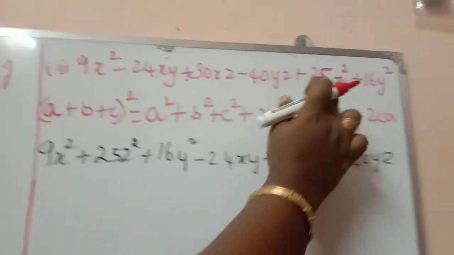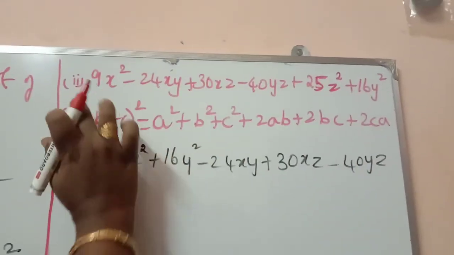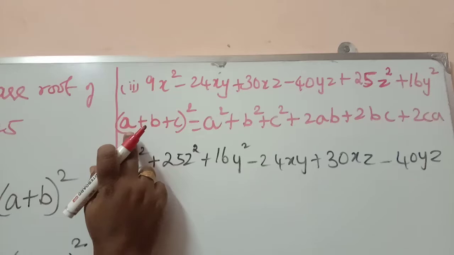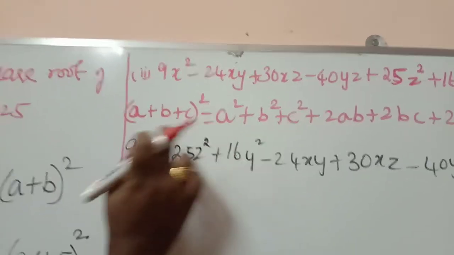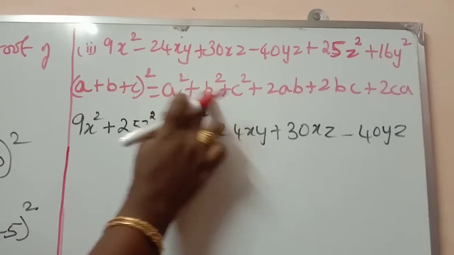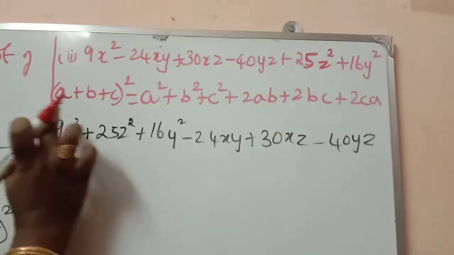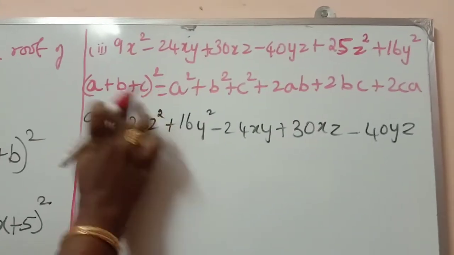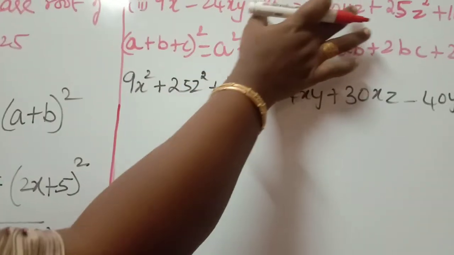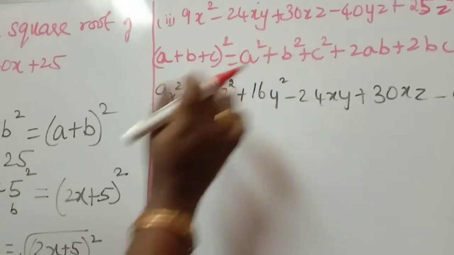So this is the question, we have to find the square root for this. One formula is there. Identity, algebraic identity, a plus b plus c the whole square equal to square all the three terms first separately, a square plus b square plus c square plus two terms together, 2ab plus 2bc plus 2ca. This is the formula. Now we are going to check whether this given polynomial is in this form.